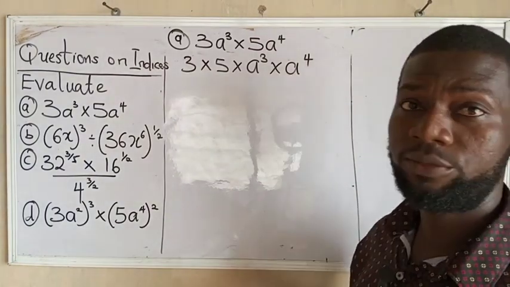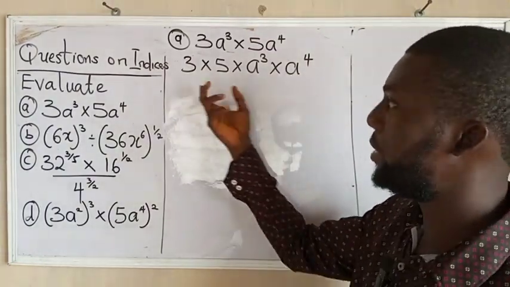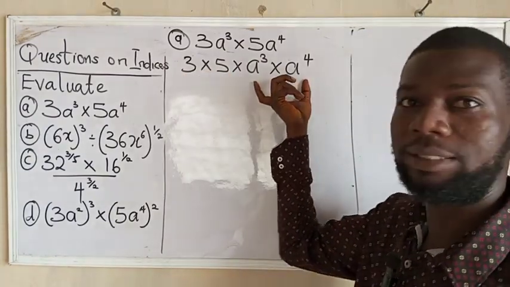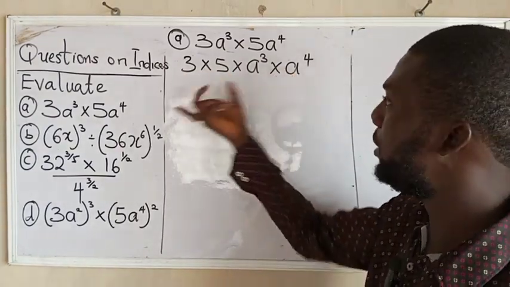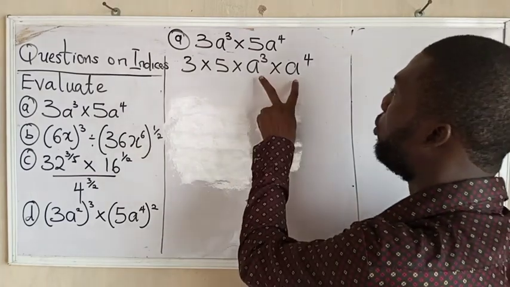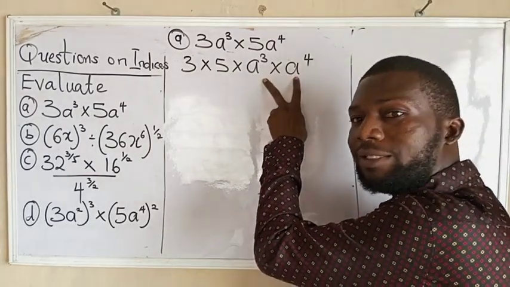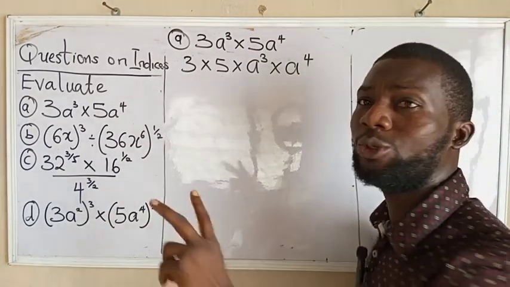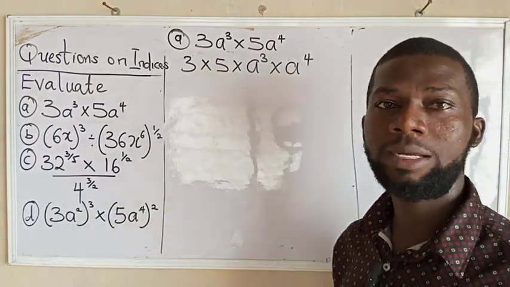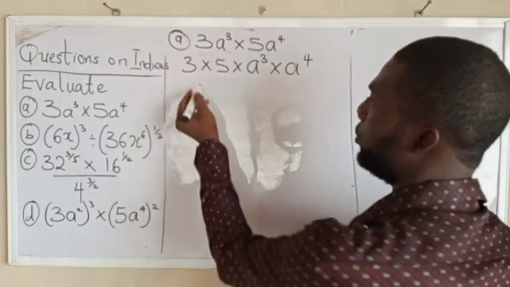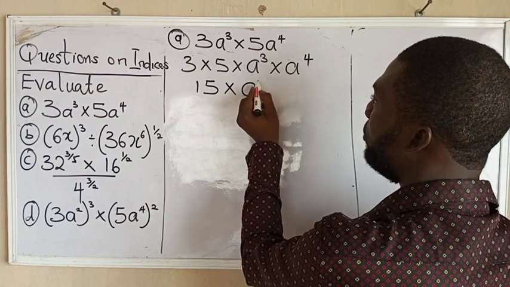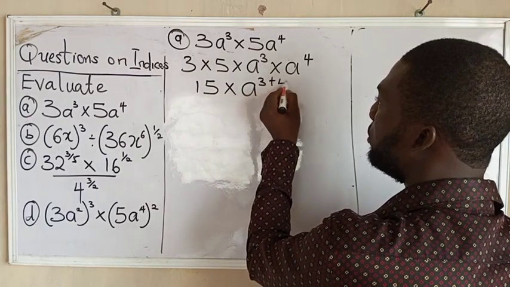Now, what do we observe? We have observed here now that the numbers are different and the letters are the same. So it means from this, we are going to obey the laws of indices on this side, while here, we are just going to multiply normally. So I'll say 3 times 5 here is what? Is 15 times a raised to power 3 plus 4.